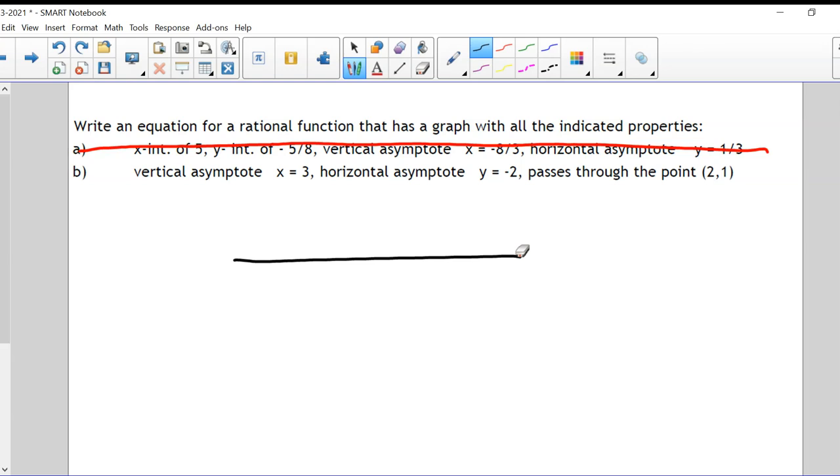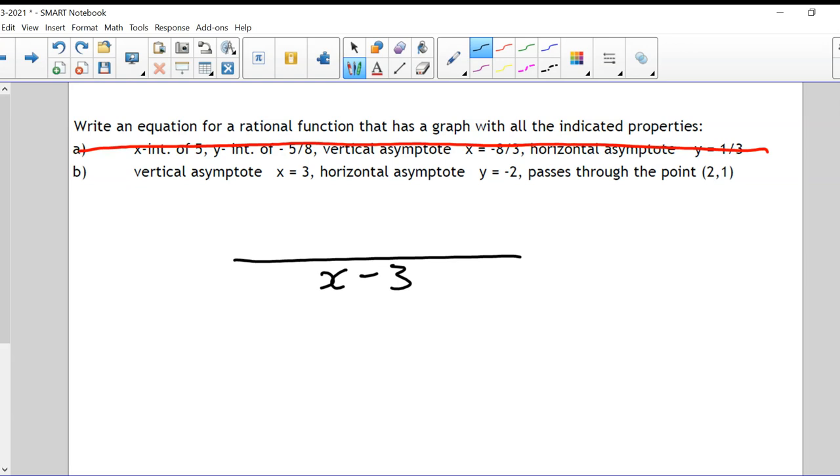Anybody? Nobody? Denominator using the VA. Nice, nice. What VA do I put for that? X minus 3. Okay, I agree. I completely agree.